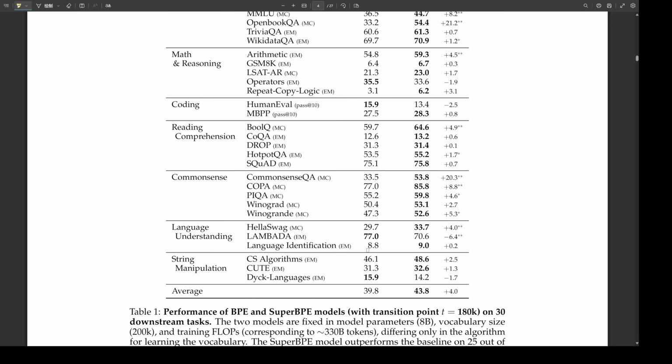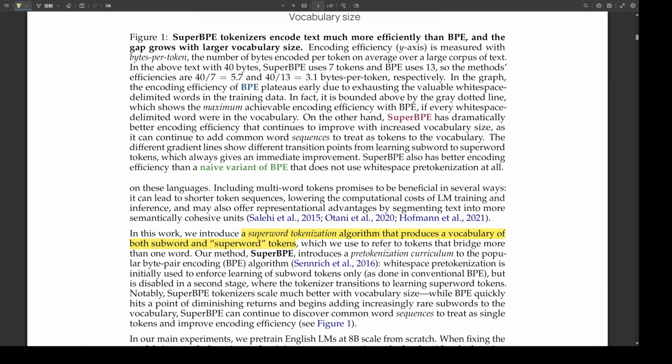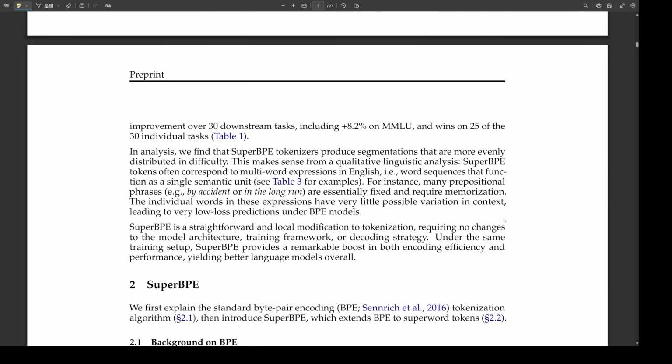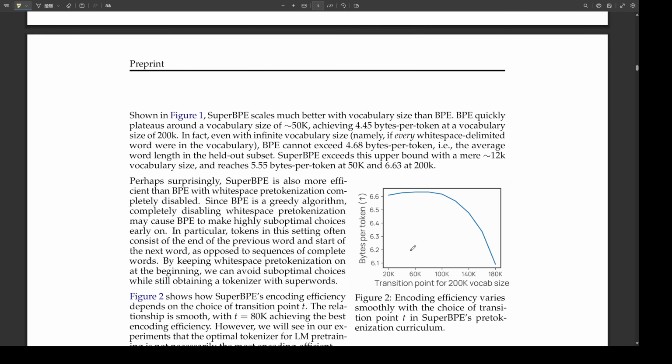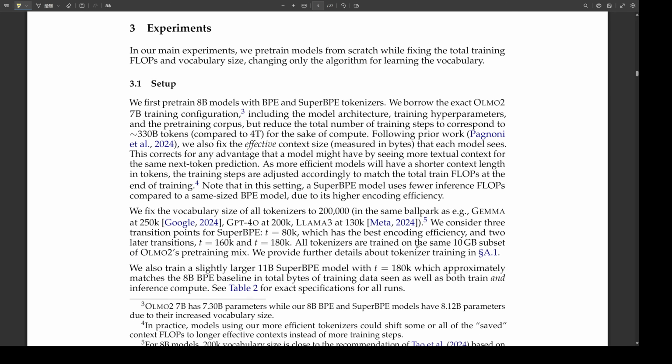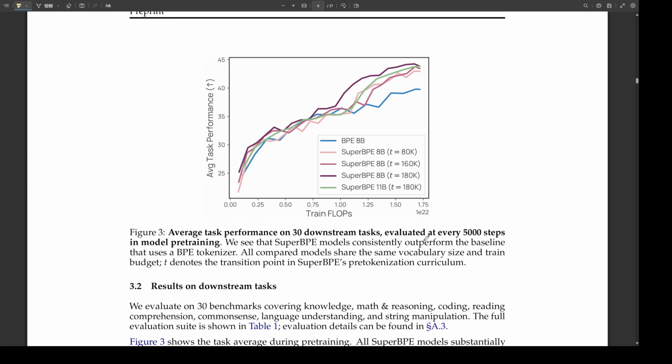So does it actually work? Well, that's the exciting part. The research shows some pretty compelling results. One of the most impressive findings is the improvement in encoding efficiency. So when they kept the vocabulary size constant at 200,000 tokens, SuperBPE used, on average, up to 33% fewer tokens to represent the same text compared to traditional BPE. 33% fewer tokens. That's huge.